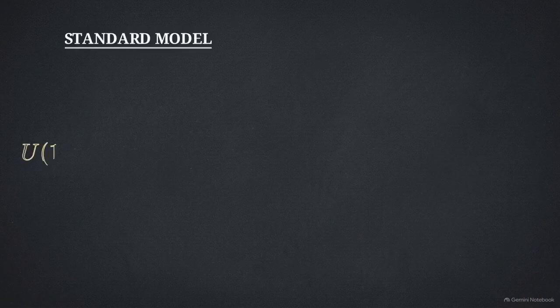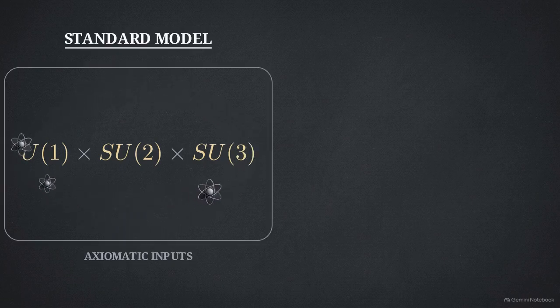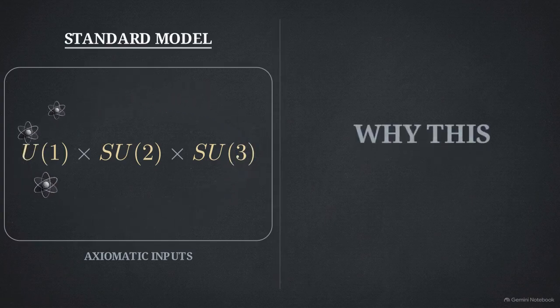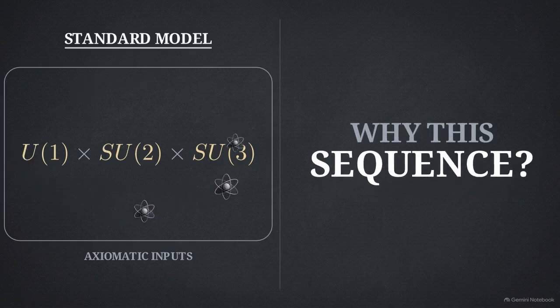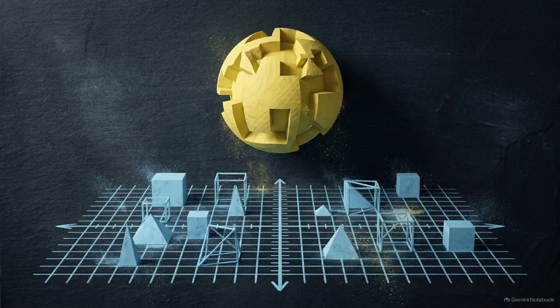The standard model relies on internal symmetries, written mathematically as U1, SU2, and SU3, dictating how forces interact with matter. But the model treats them as axiomatic inputs. We know they work, but the framework cannot tell us why this specific sequence exists. Modern gauge theory accepts these internal symmetry fibers as given. It essentially appends an abstract internal space to our familiar physical coordinates, without asking where that internal geometry came from.